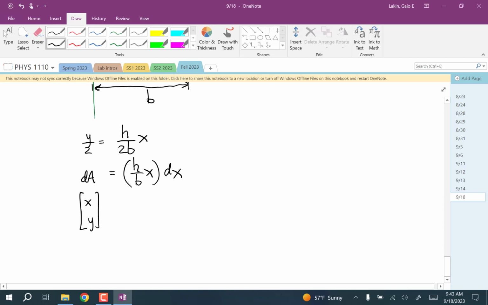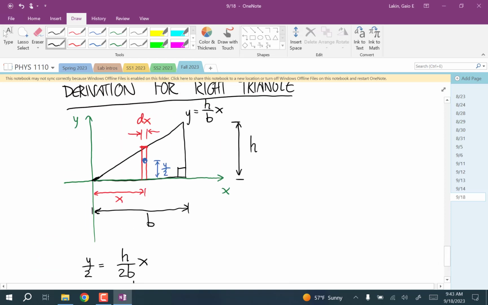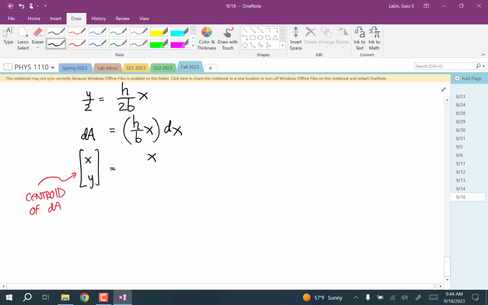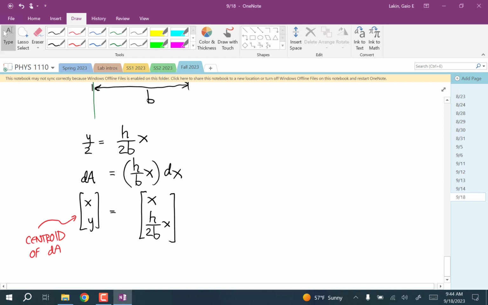x, y, this is the centroid of our infinitesimal area dA. It is going to be x for the x component, and for the y component, it's going to be h over 2b times x. And now we're just putting this whole thing together.